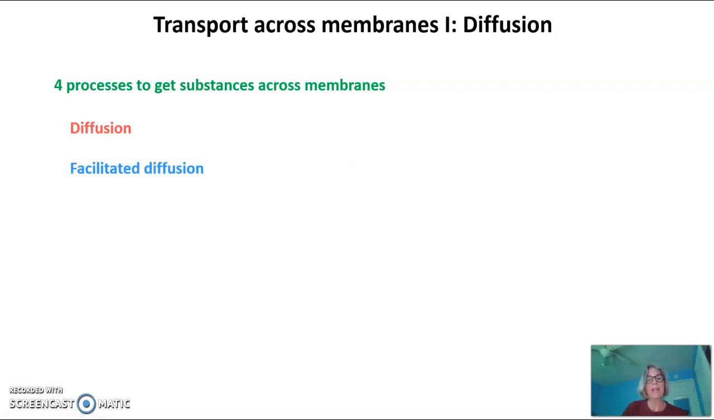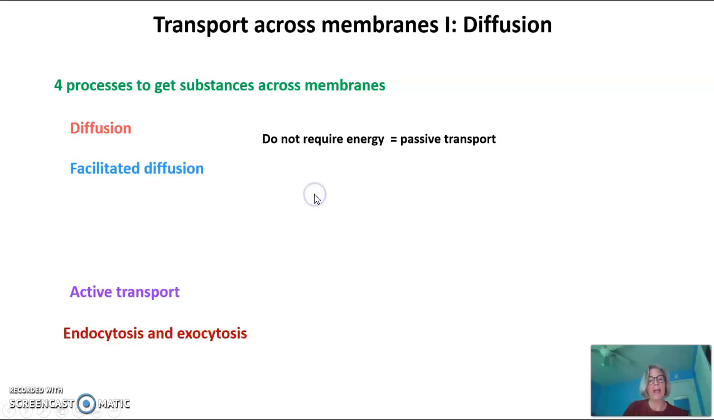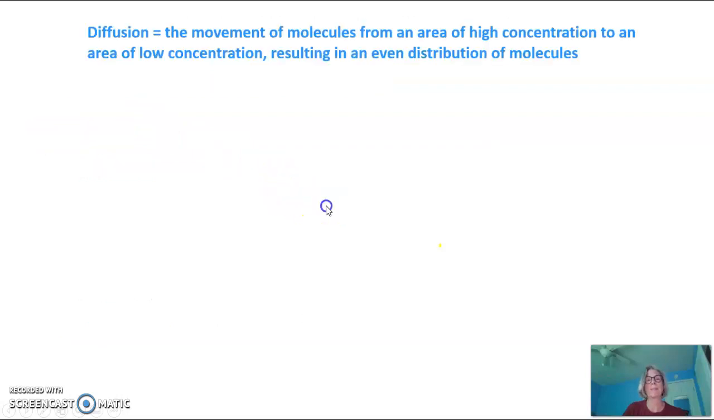Then there's also facilitated diffusion. These are both passive forms of transport. They do not require energy. There's also active transport and endo and exocytosis. These both require energy. But again, tonight's video is just going to focus on diffusion.